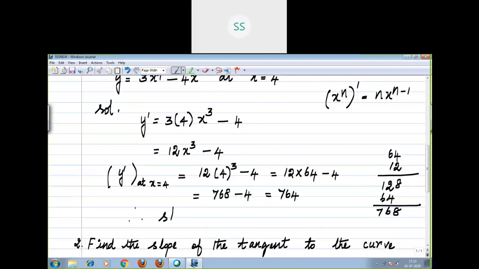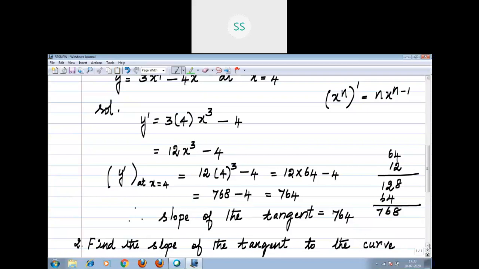Therefore, slope of the tangent equal to what? Slope of the tangent equal to 764, right? Did you understand? Everybody is attentive in the class? I hope you people understood, right? Shall I move to the next question? Anyone give a reply? Yeah, very good. I'm going to move to the next question.